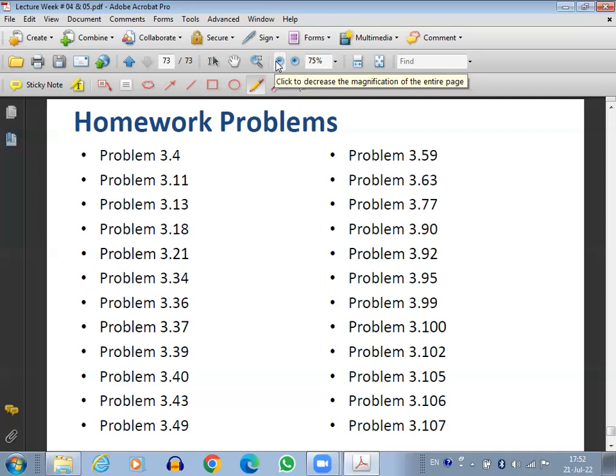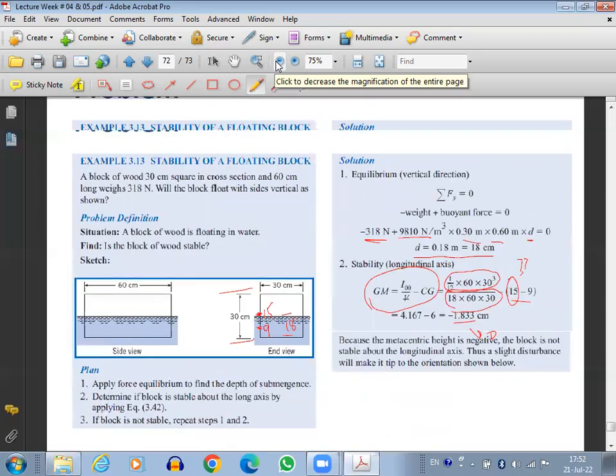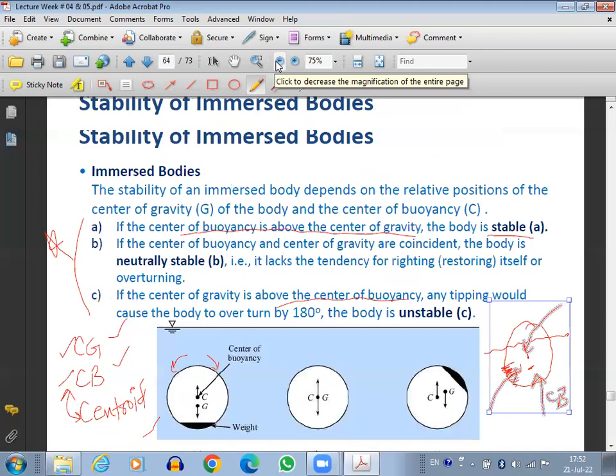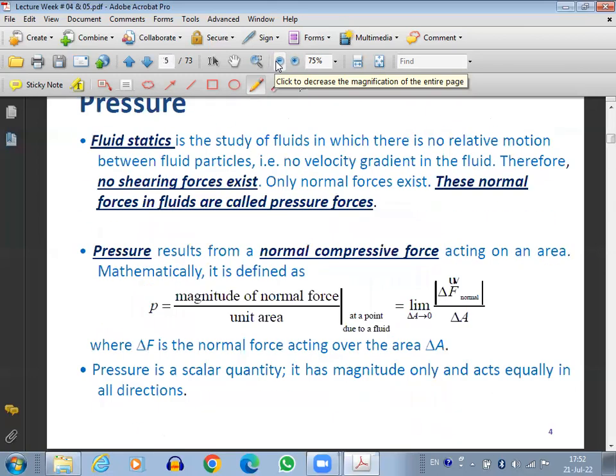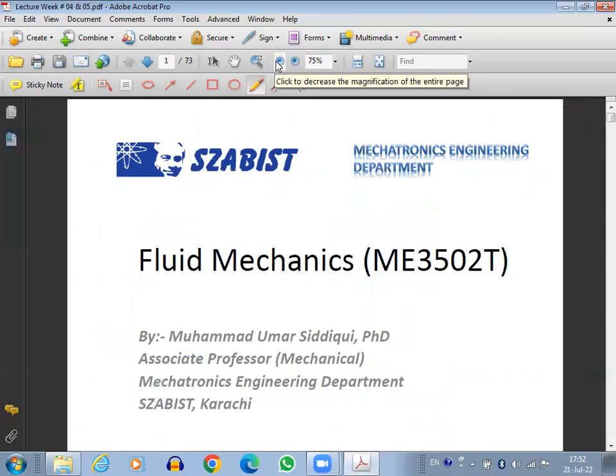Anybody have anything to ask? You can ask, otherwise this lecture is done. So we are done with fluid statics. From next class onward, means tomorrow onward, we are going to start with fluid dynamics. That's it for today.